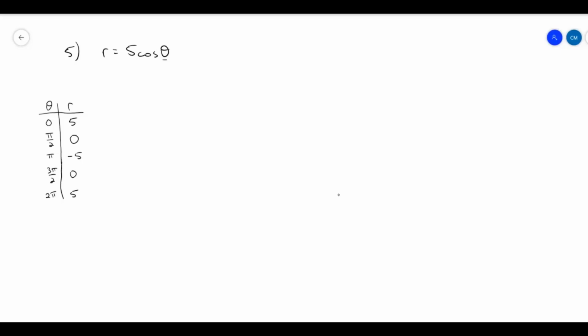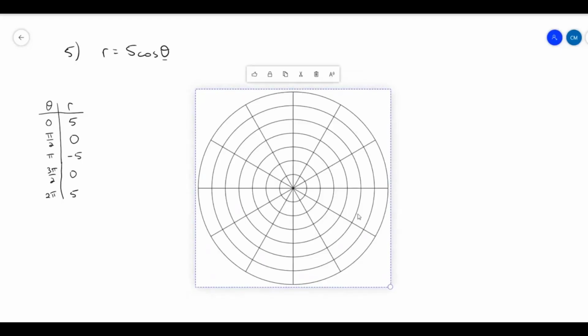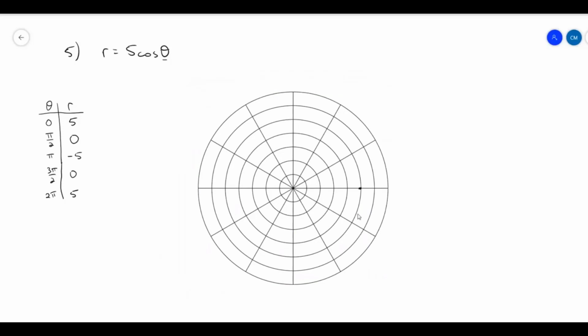And so to graph this thing, what do I need to do? Well, let's see. When theta is 0, I'm going to go out to 5. So 1, 2, 3, 4, 5. I'll just put a point right there. That's a point that's on our table: r is 5, theta is 0 radians. Now, when I plug in pi over 2, that's straight up. So in other words, if I'm pointing in that direction, my radius is 0, I'm actually going to be right at the origin there.